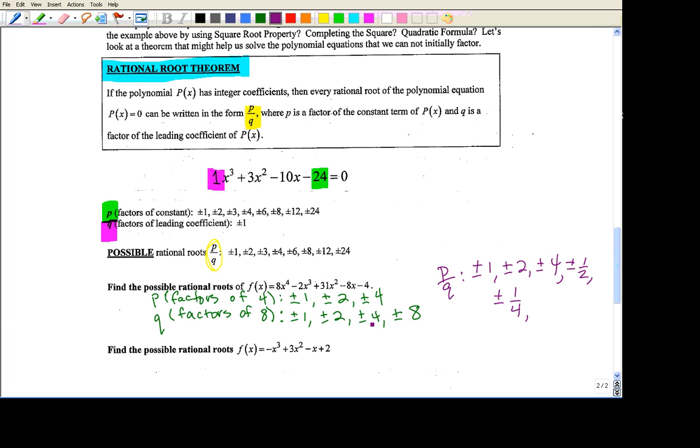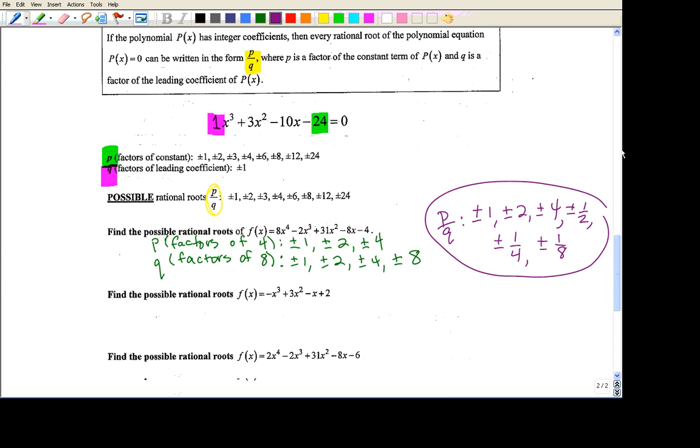So we need to now divide by 8. So 1 over 8, we don't have that one, so I'll add that to the list. 2 over 8 is 1/4, we've already got that, and 4 over 8 is 1/2, and we've already got that. So here we have 1, 2, 3, 4, 5, 6 possible rational roots. Notice that we are still using the word possible. That doesn't guarantee that any one of these is a rational root, but these are just some possibilities that would give us a place to start.